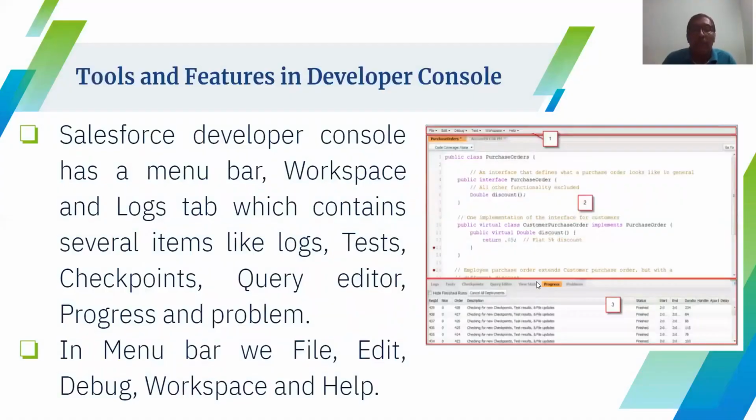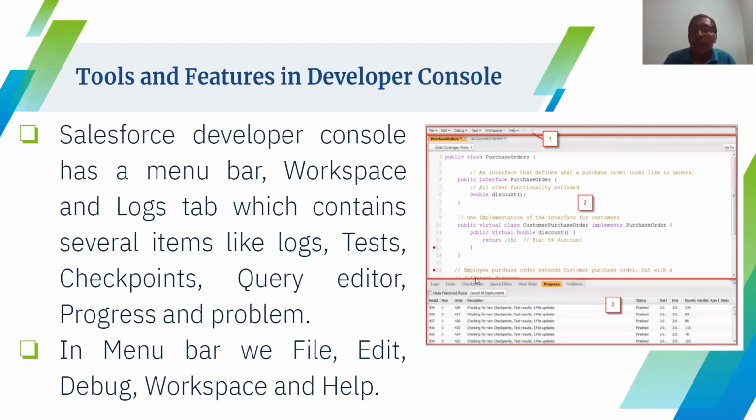So, tools and features in the developer console. What are the tools that we have? In the developer console, we have a menu bar, like workspaces and logs tab, which contains several items like log, test, checkpoint, query editor, progress, and problem. So now these are the tabs that we have.